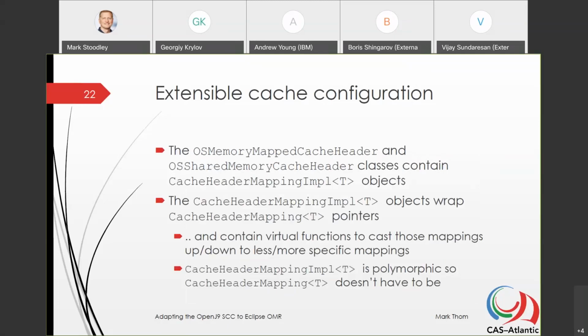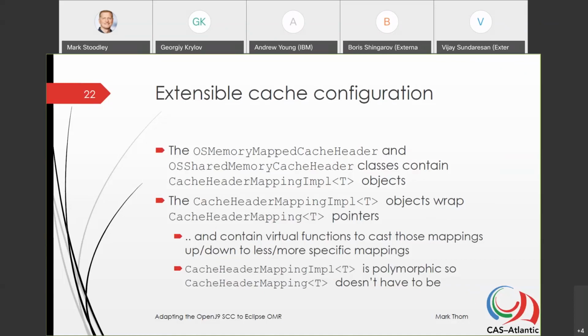So along with renaming the OS cache mmap and OS cache sysv to these, I also introduced these header classes from within C++ just to encapsulate all the header logic, and they in turn own these cache header mapping impl t objects, which in turn own these cache header mapping t pointers, which actually are the pointers that point to the heads of the cache.